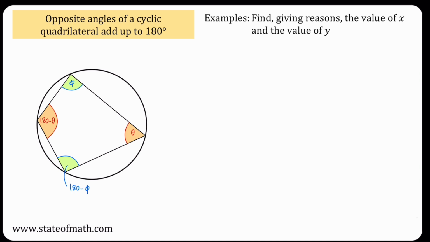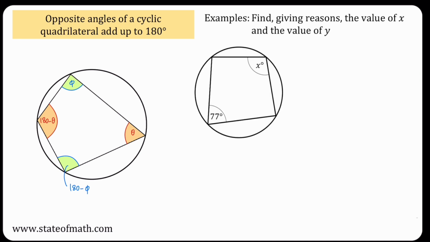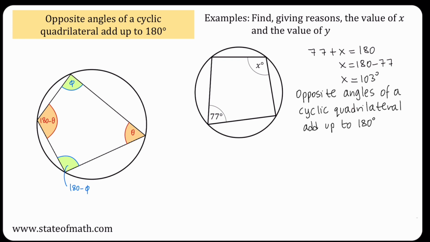Now, looking at some simple examples, we need to find x here, we need to provide reasons. So we notice that we are indeed looking at a cyclic quadrilateral, and therefore the 77 and the x should be adding up to 180. So 77 plus x is equal to 180, which means that x is 180 minus 77, and therefore x turns out to be 103 degrees. The reason here will be that opposite angles of a cyclic quadrilateral add up to 180 degrees.